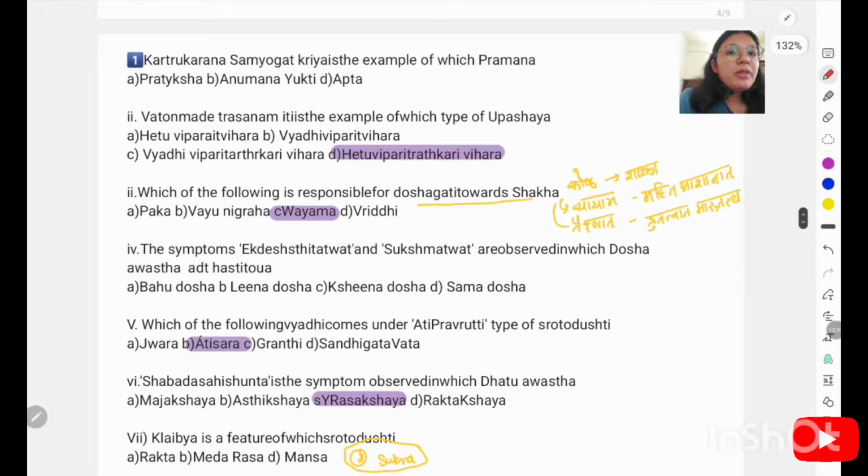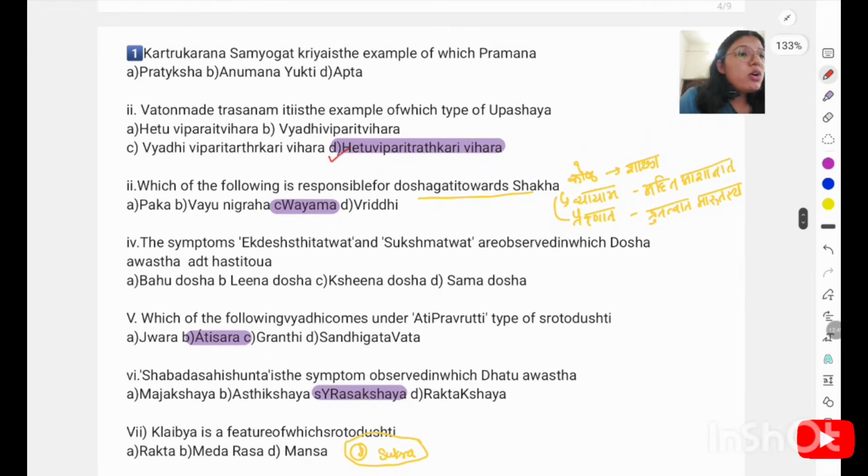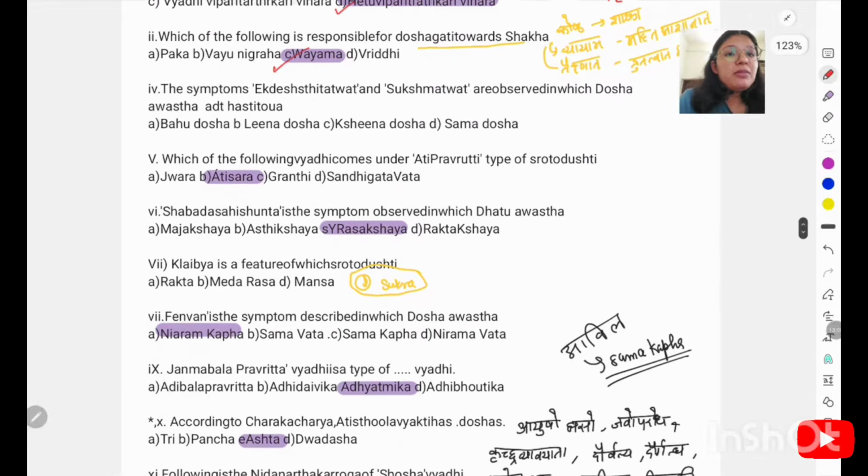Next question will be Vato Unmade Trishnam iti. Again it's from the Upashaya. Answer will be the Hetu Vipritam Tadarthakari. Then which of the following corresponds to the dosha gati? So again from dosha gati, like every time question is coming, so you have to study this concept very nicely. From Koshta to Shakha we have Vyayama, Ati, Ahit, Ashana, Takshnya, then Drutvat Marutasam. So right answer will be the option C.